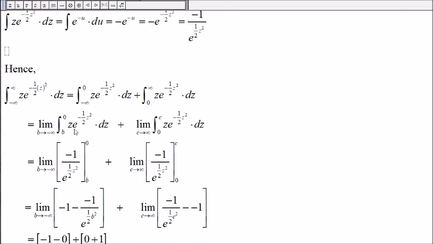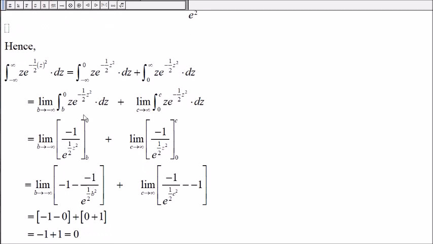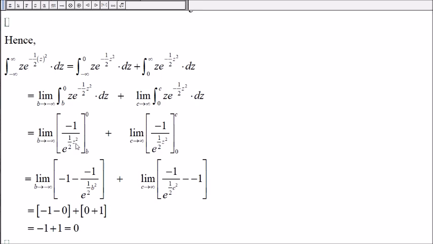The antiderivative of z e to the negative 1/2 z squared is negative 1 over e to the 1/2 z squared, and then the same thing over here. And then evaluating from b to 0, when z is 0, we get 1/2 times 0, which is 0. e to the 0 is 1. Negative 1 divided by 1 is negative 1. And then when z is b, in the place of z we have b. And then same thing over here.